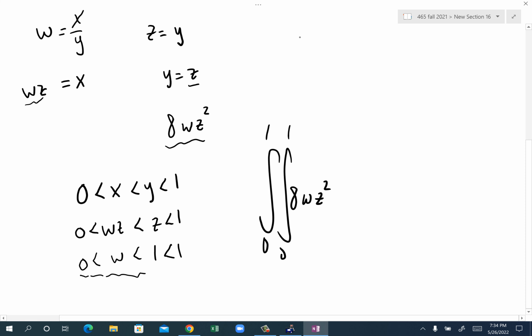Now, if we do the Jacobian, don't screw this up like Jay did a minute ago in his notes. That's why I had to go back and look at it. I'm like, why is this not right?